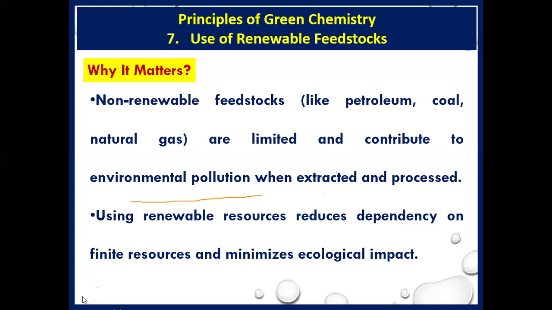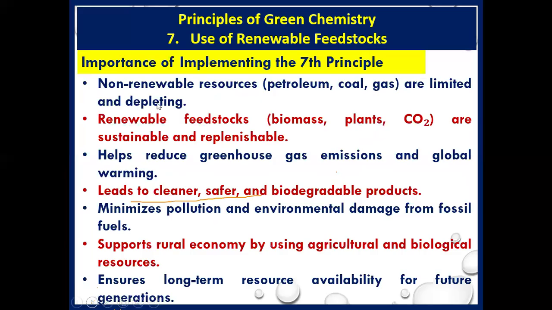Now, the importance of implementing the seventh principle of green chemistry. Why this principle has to be implemented. So, the non-renewable resources like petroleum, coal, natural gas are limited and depleting continuously. We know that the renewable feedstock like biomass, plant, carbon dioxide are sustainable and replenishable.